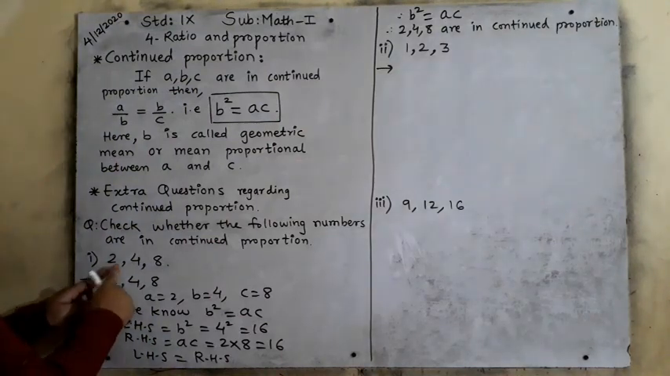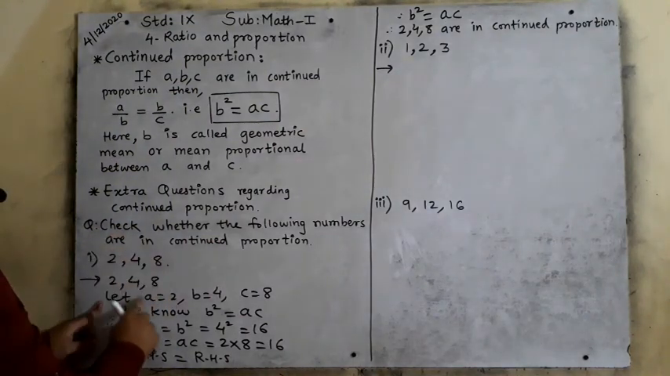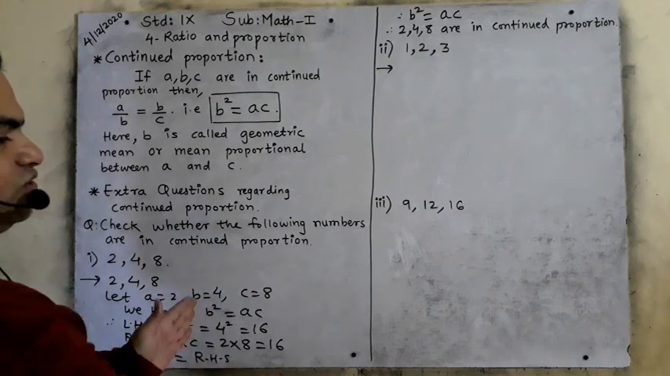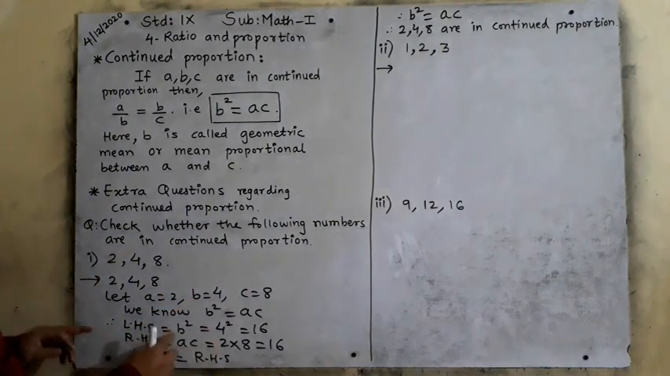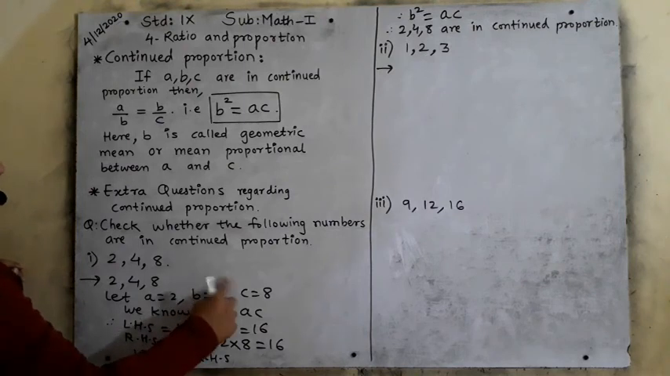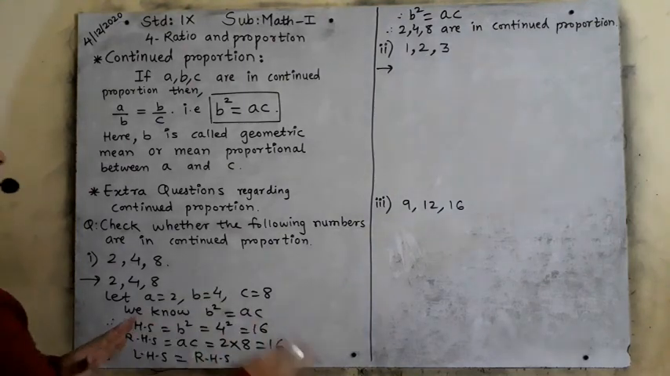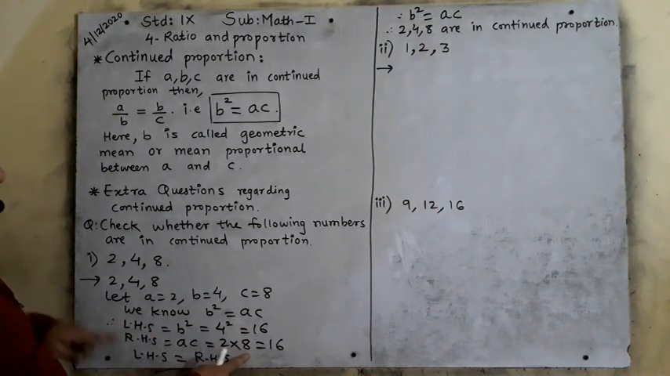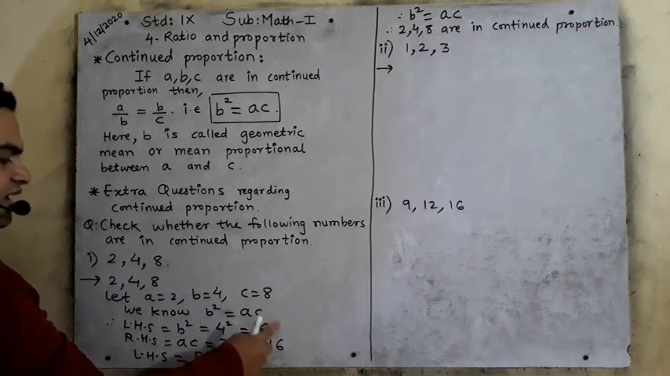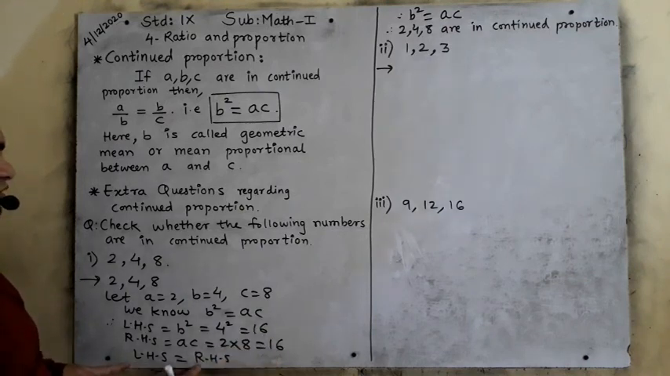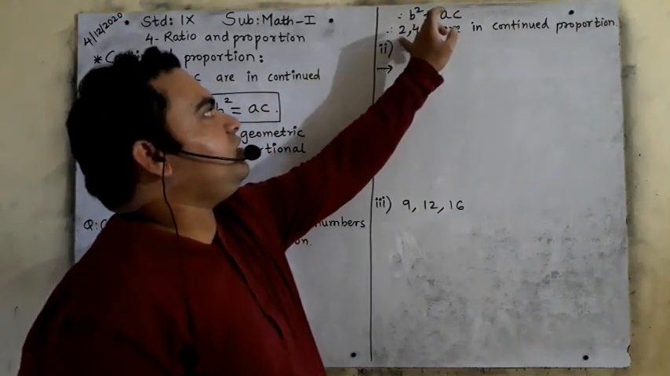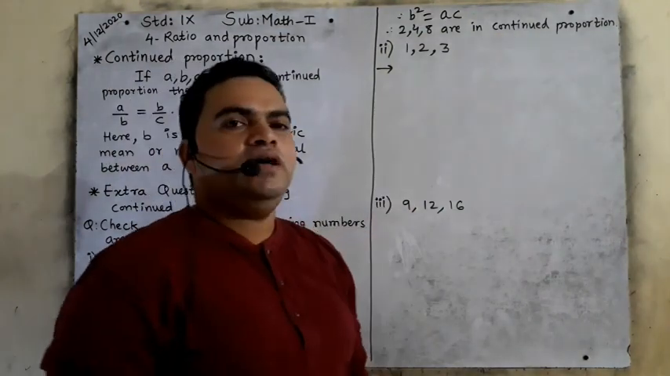See, this is A, this is B, this is C. Let A is equal to 2, B is equal to 4, C is equal to 8. We know B square is equal to AC. So B square is your left hand side and AC is your right hand side. We will solve B square first. B square is equal to B value, which is 4. 4 square is 16. Now RHS means right hand side, AC. So A multiplied by C, that is 2 multiplied by 8, is equal to 16. So both the answers are equal. Therefore LHS is equal to RHS. It means B square is equal to AC. Hence 2, 4, 8 are in continued proportion.